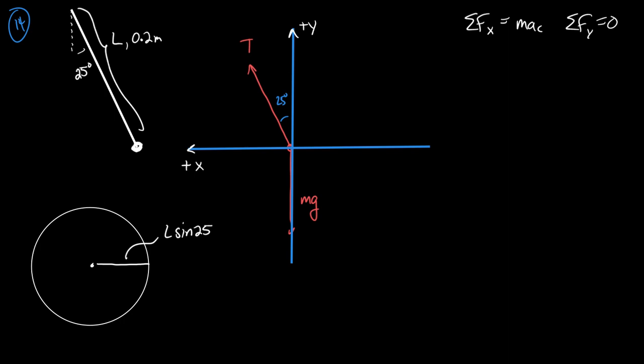I only see one component of the force in the x direction and a component of the force in the y direction. So this will be T cosine 25, and this will be T sine 25. All good? So T sine 25 equals MAC, and T cosine 25 equals mg. All good there?